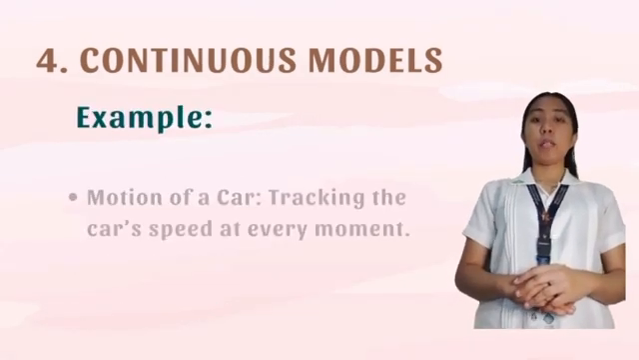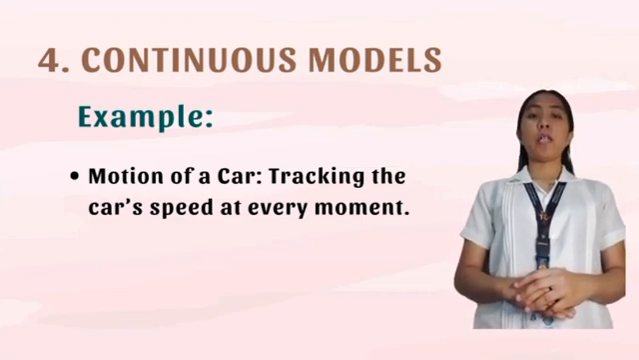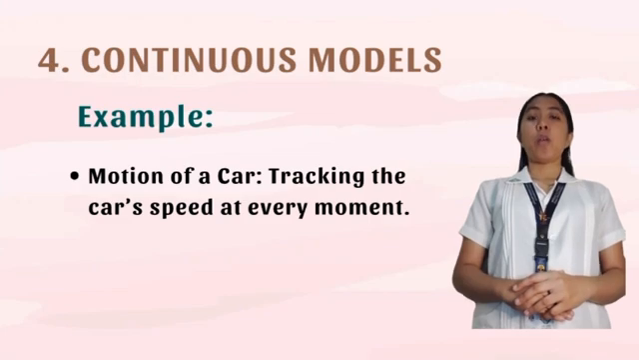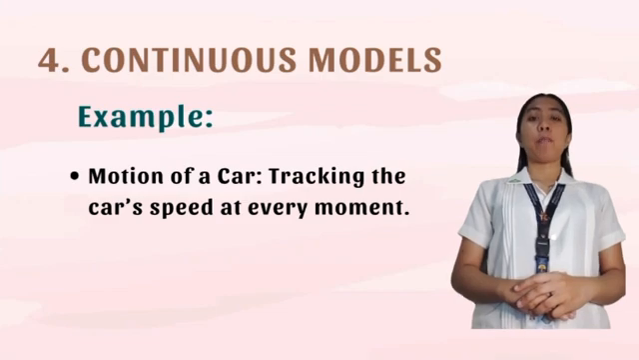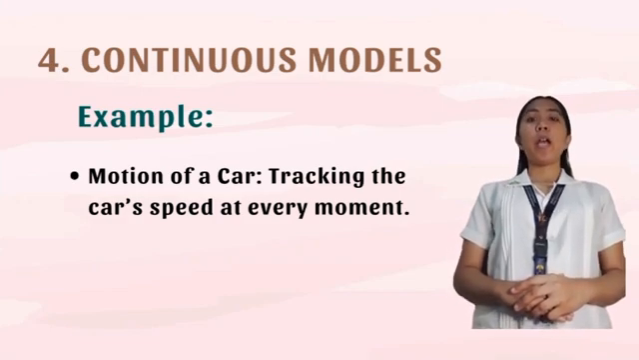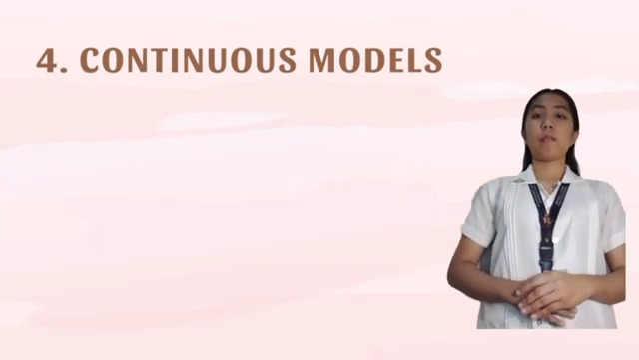An example of a continuous model is the motion of a car, tracking speed at every moment. The motion of a car is an example of a continuous model, where speed and position can change at every instant, not just at specific times. A continuous model measures change smoothly over time, capturing all small variations in motion. Unlike discrete models, which record data at separate steps, a continuous model gives a detailed, accurate description of movement, showing exactly how speed increases, decreases, or remains constant at any moment.